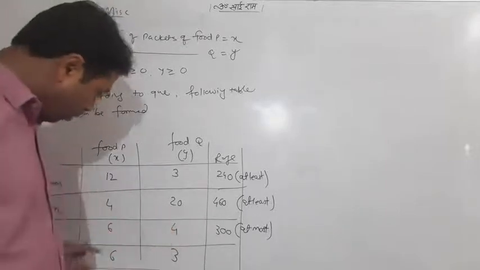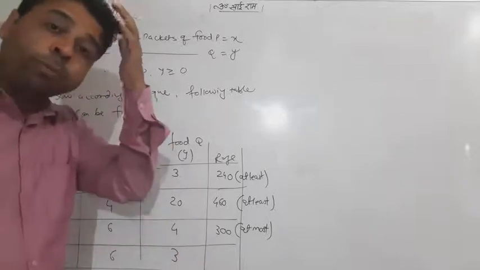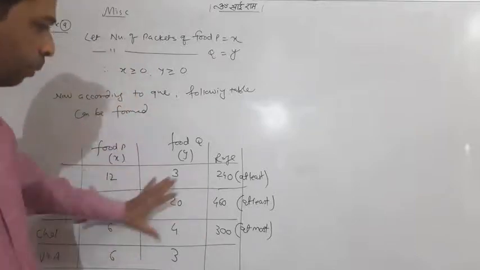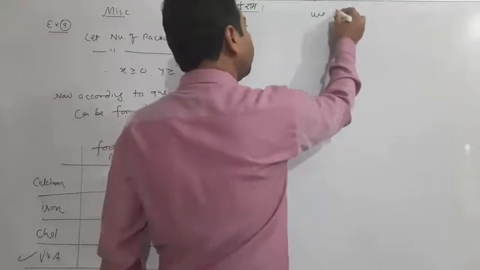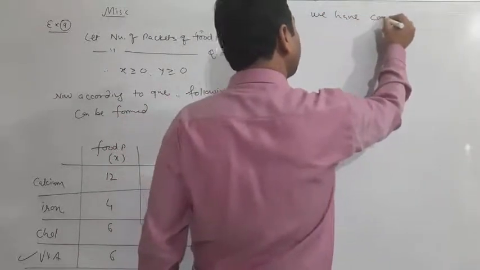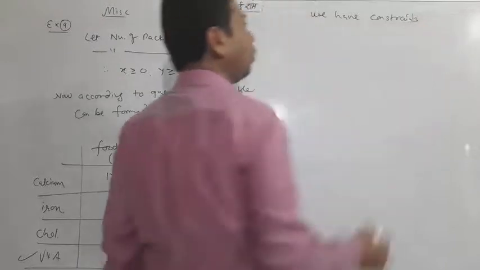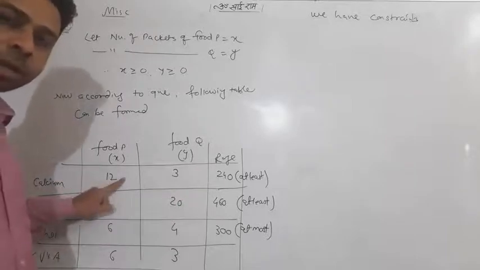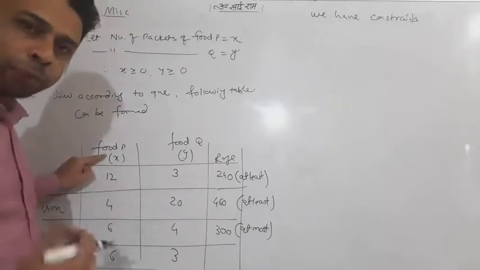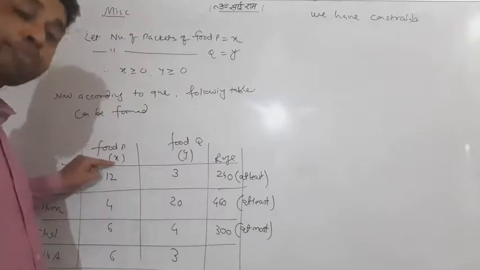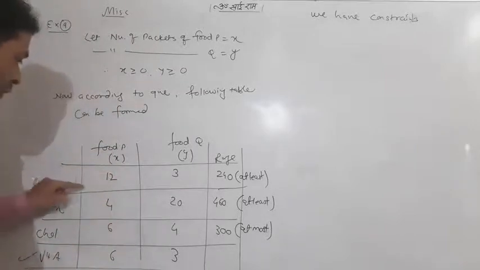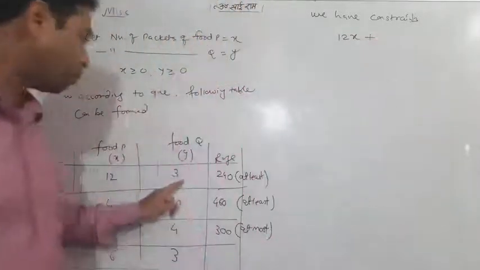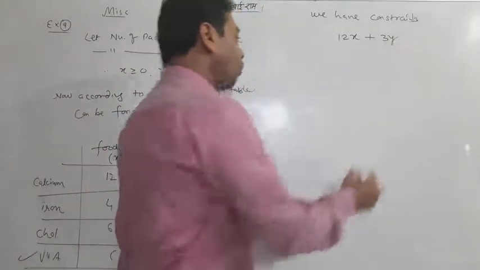This is the particular equation we'll get. This will be our objective function, because we have to minimize the amount of vitamin A in the mixture. So this will help you lead the problem. So we have inequalities. What constraints will we have? It's very simple. 12 units are contained in each packet of food P, and we have taken X packets of food P. So the amount of calcium in such X packets will be 12X. I don't think I need to tell you much about that. It's 12X plus 3Y.